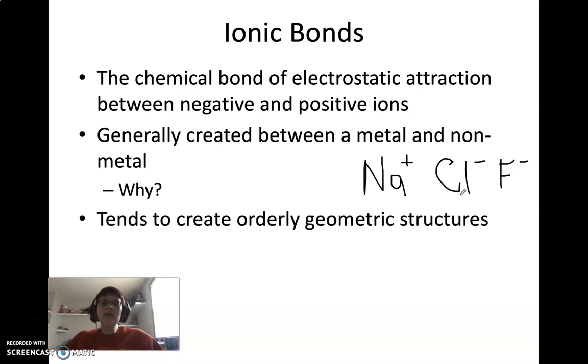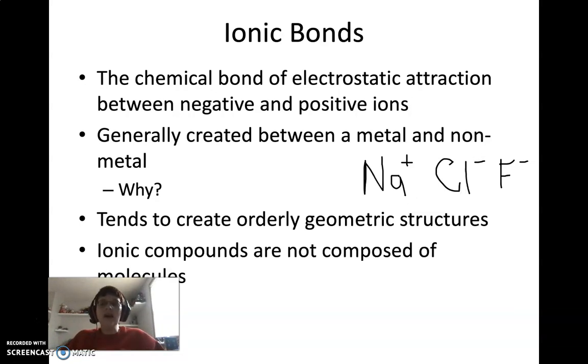What's kind of interesting about ionic bonds is they tend to create orderly geometric structures. So most of these ionic bonds are going to create crystals. So we've got cubes and diamond type shapes, very orderly structures because of the way that these positive and negative ions are attracted to each other.